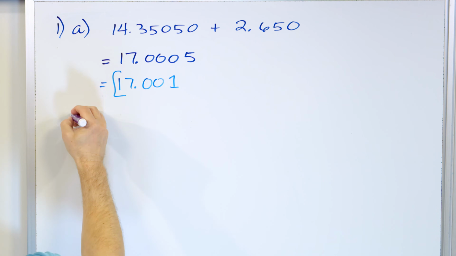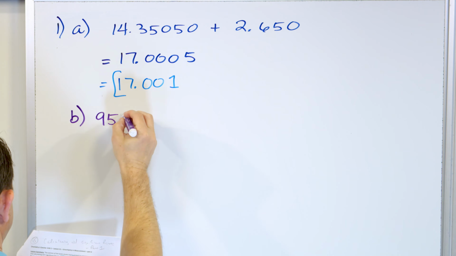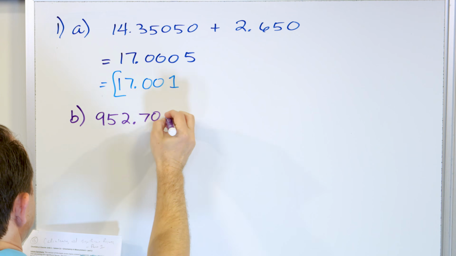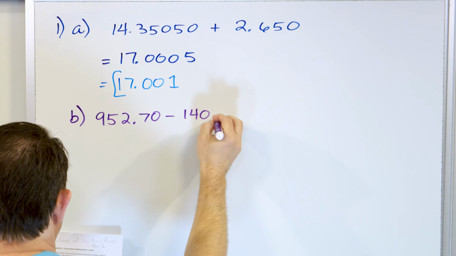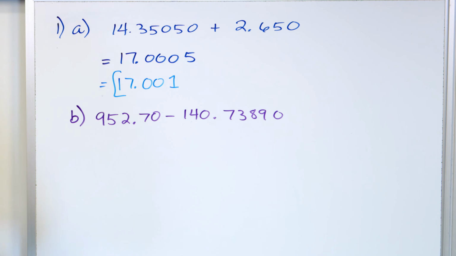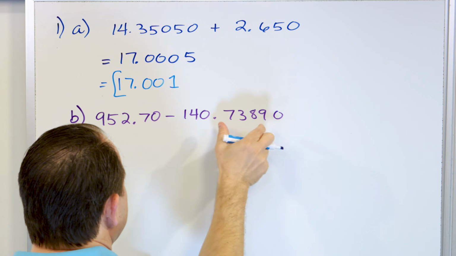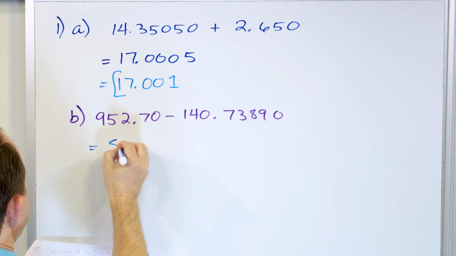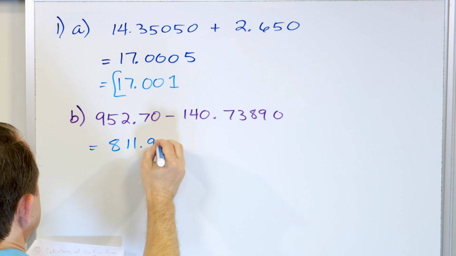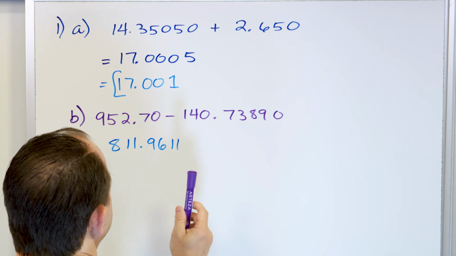All right, let's take a look at B. What if I have 952.70 minus 140.73890? When I subtract these numbers, this minus this, what do I actually get? I get 811.96 or 9611.